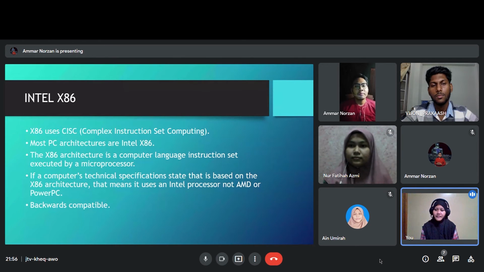So Intel 86 uses CISC architecture, which represents complex instruction set computing, and most PC architectures today are using the Intel 86 architecture. The X86 architecture is a computer language instruction set executed by a microprocessor. So if a computer's technical specifications state that it is based on X86 architecture, it means it is using an Intel processor, not AMD or PowerPC. Also, Intel 86 is backwards compatible.